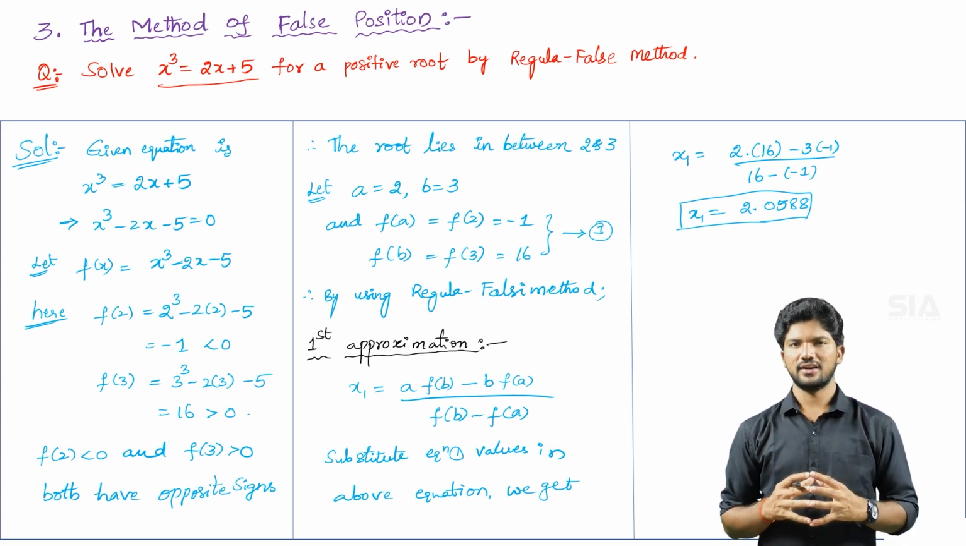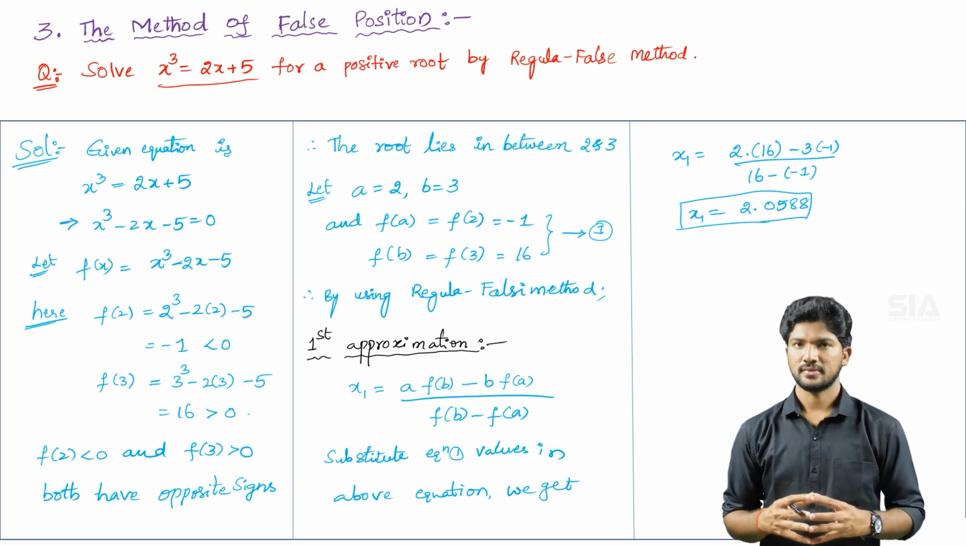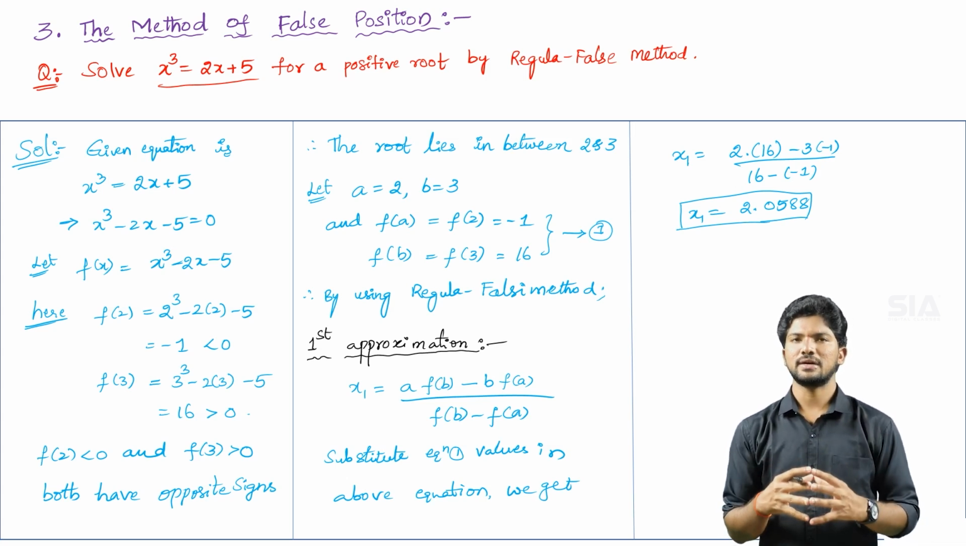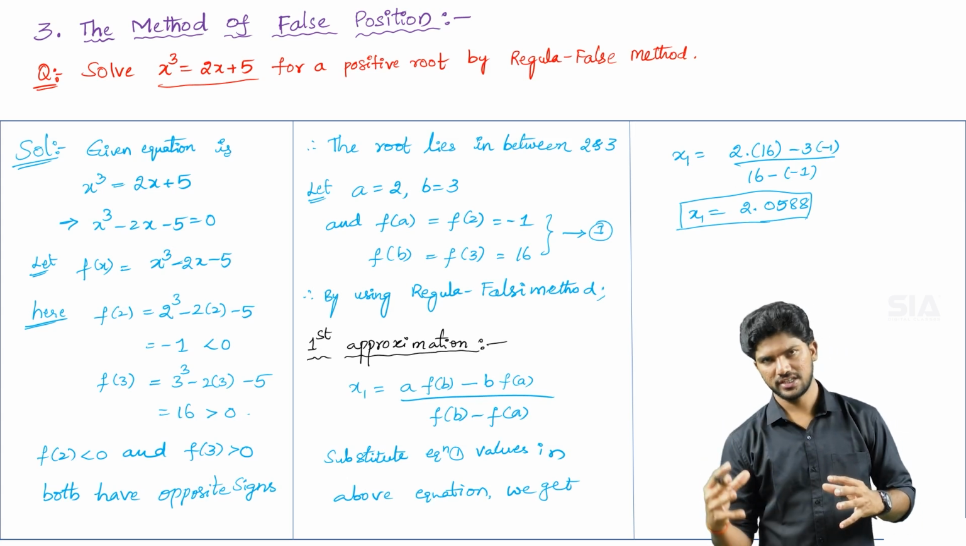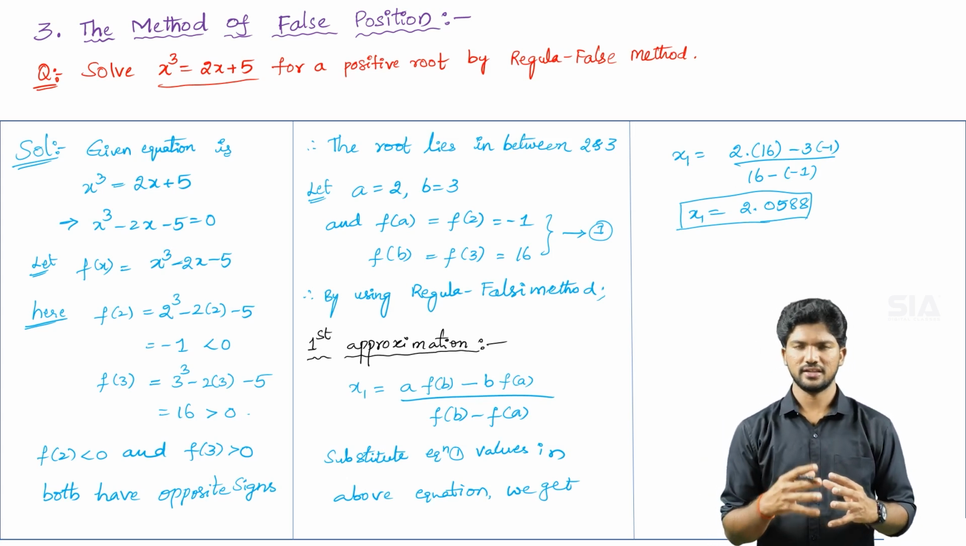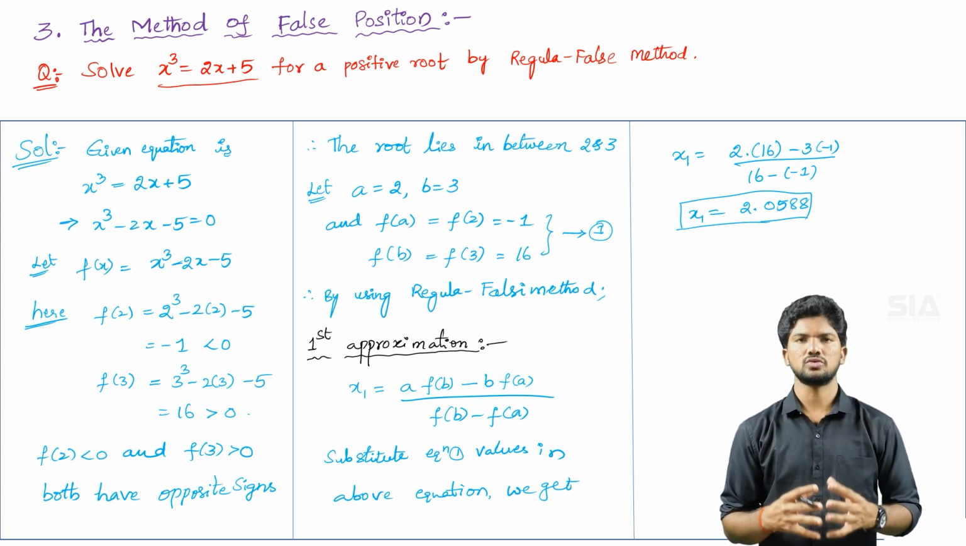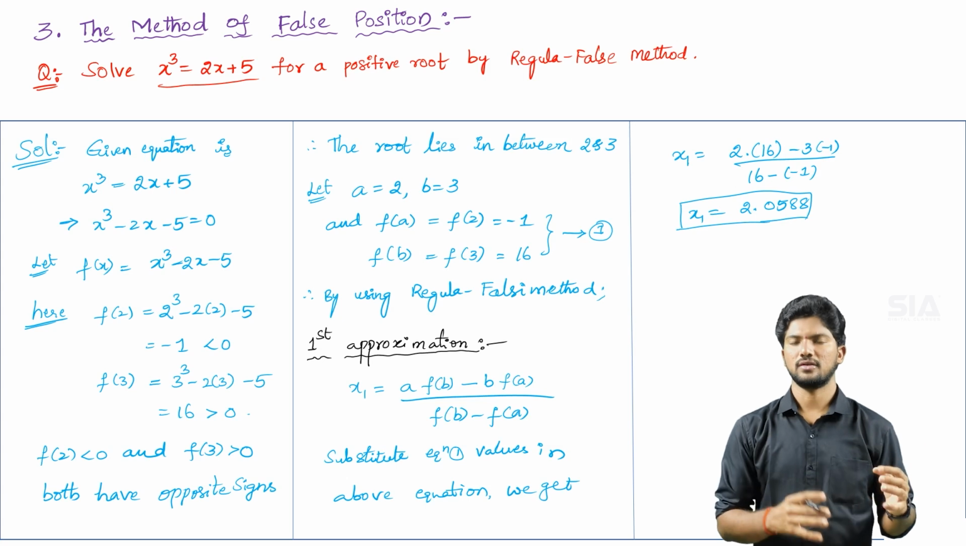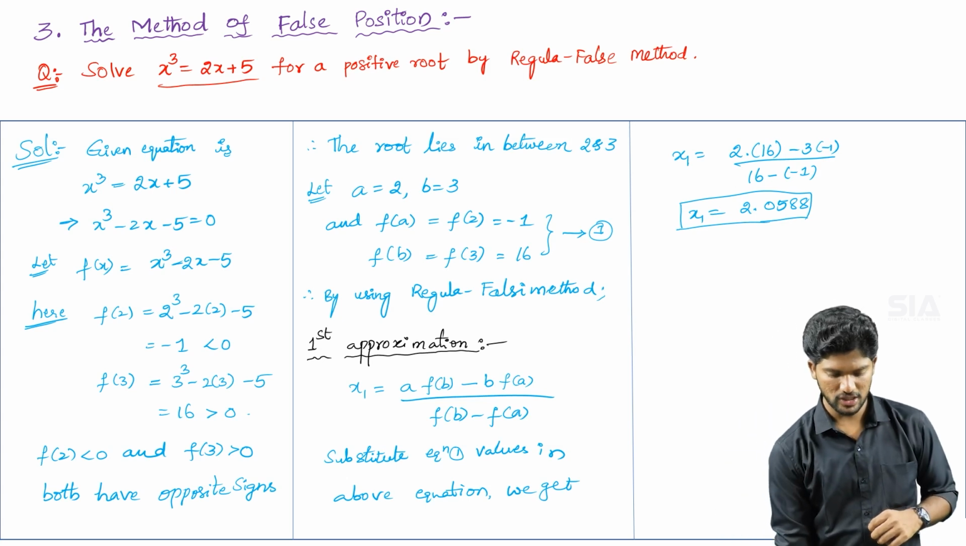If you observe carefully, there are no a and b values mentioned in the question, and there are no decimal places, like correct to 3 decimal or correct to 4 decimal, in the question. So you have to do the process from the beginning. Given equation, see the solution.